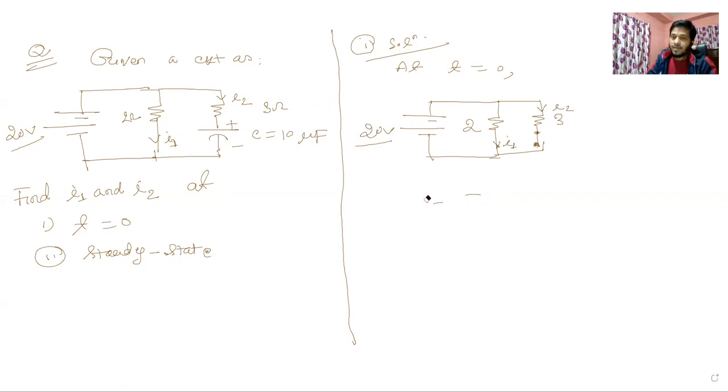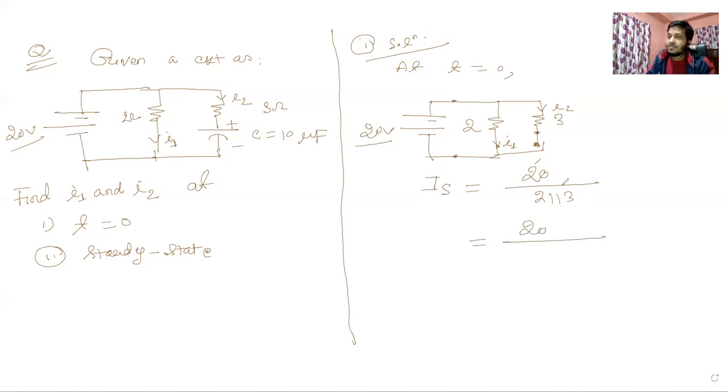How can we find out I1? At first we have to find out the total current, the source current. So source current IS equals what? 20 upon the total resistance of this circuit seen from these two terminals of the battery. Then 2 and 3 are in parallel, so their total resistance can be written as 2 parallel 3.